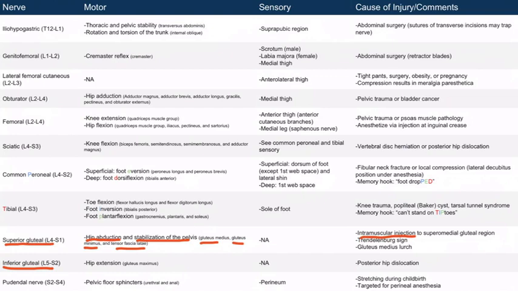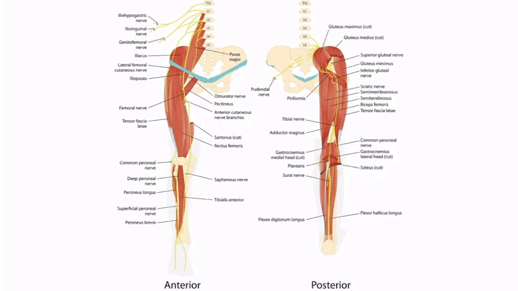This can be a little difficult to visualize, so I'll show you an image of this in a second to help you see how it works. First, let's look at the nerve and how it's injured. So you can see the superior gluteal nerve right here. Notice that it's located in the superomedial aspect of the gluteal region.